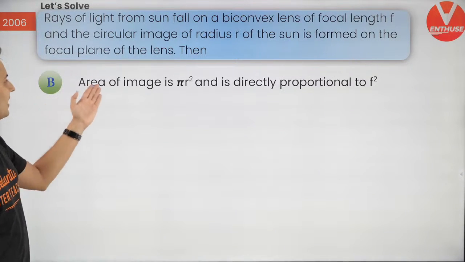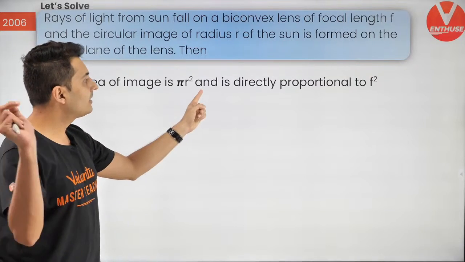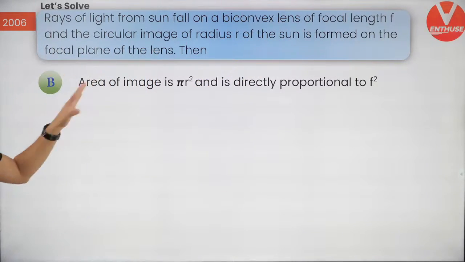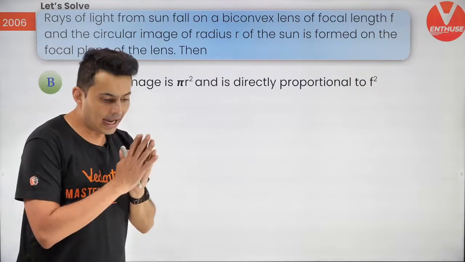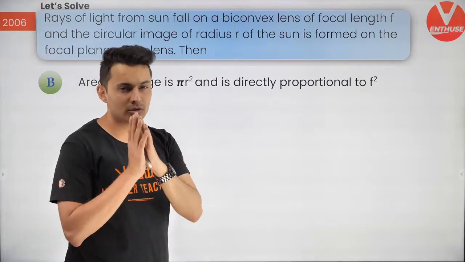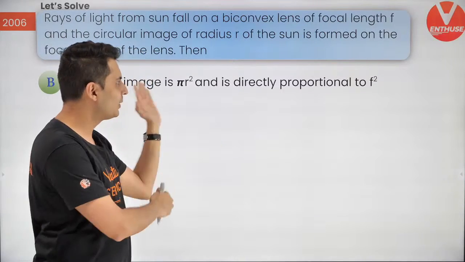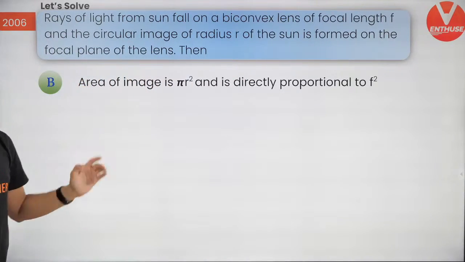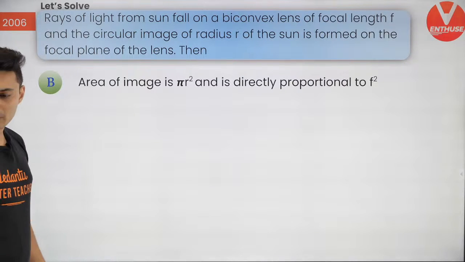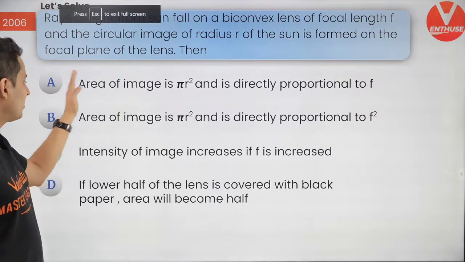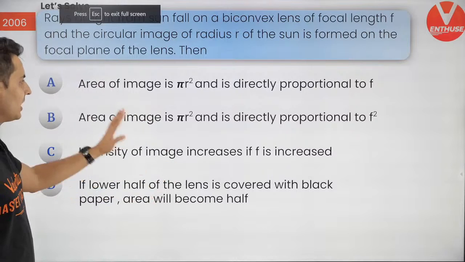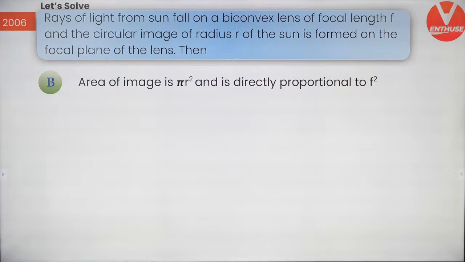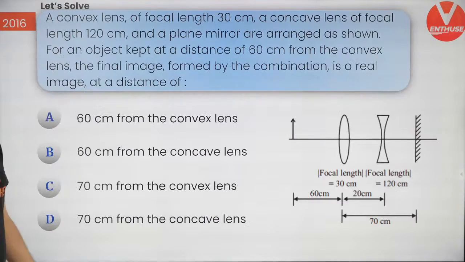So let's see. Yes, the area of the image is pi r square and it is directly proportional to f square. That is the correct answer. You can see that. That is option B. So it had basic concepts of geometry, and using trigonometry you get that r is proportional to f. That's all about it. There were options there, Jagdish. I don't know whether you saw it. There were options like this. So only option B is correct out of them. Cool. Let's get going.